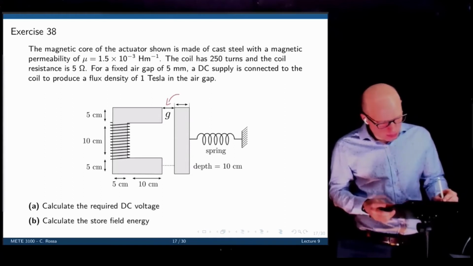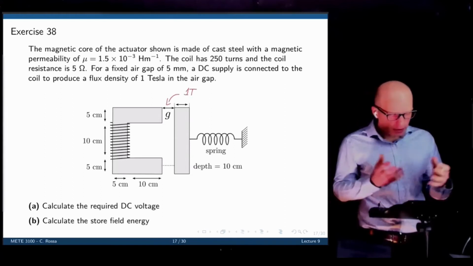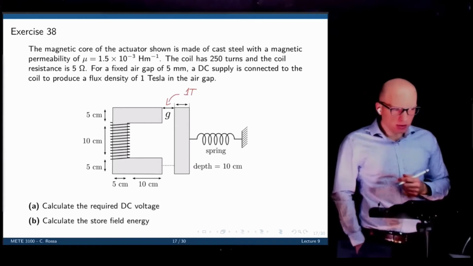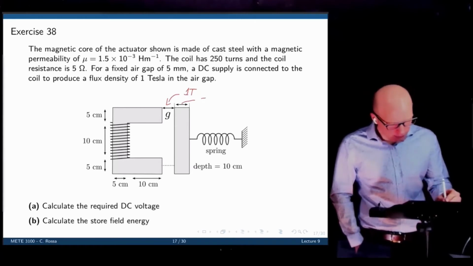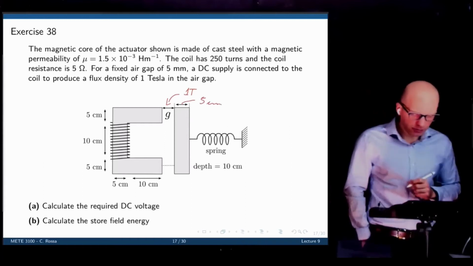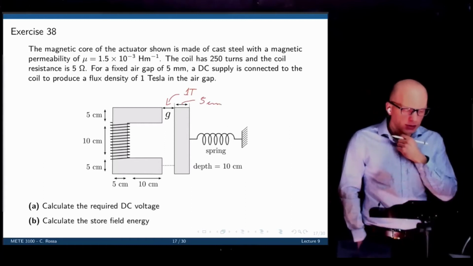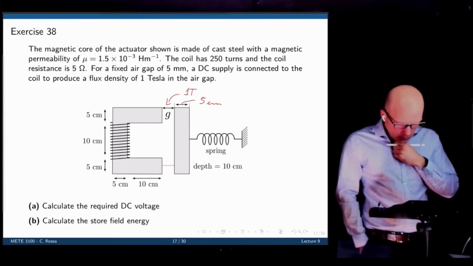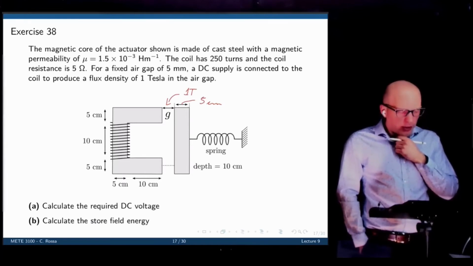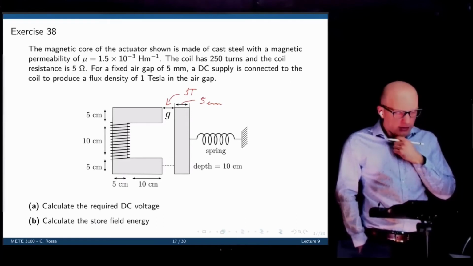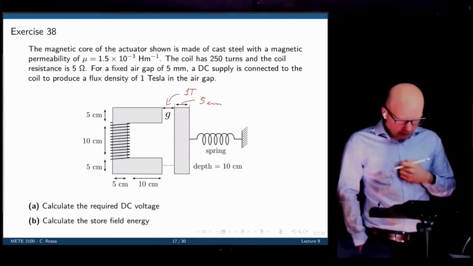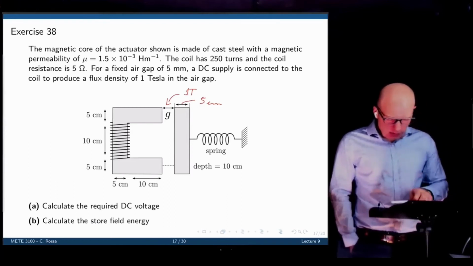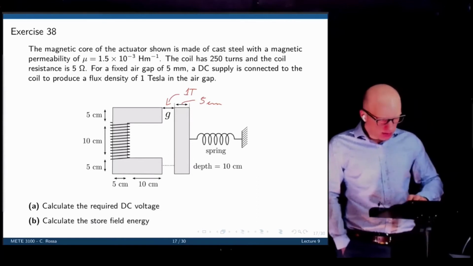Here we have 1 Tesla everywhere because apparently the cross section seems to be the same everywhere. This should be 5 centimeters if it's missing. So it gives us the same cross-sectional area everywhere, and the depth is 5 centimeters. Okay, so let's start by calculating the DC voltage.